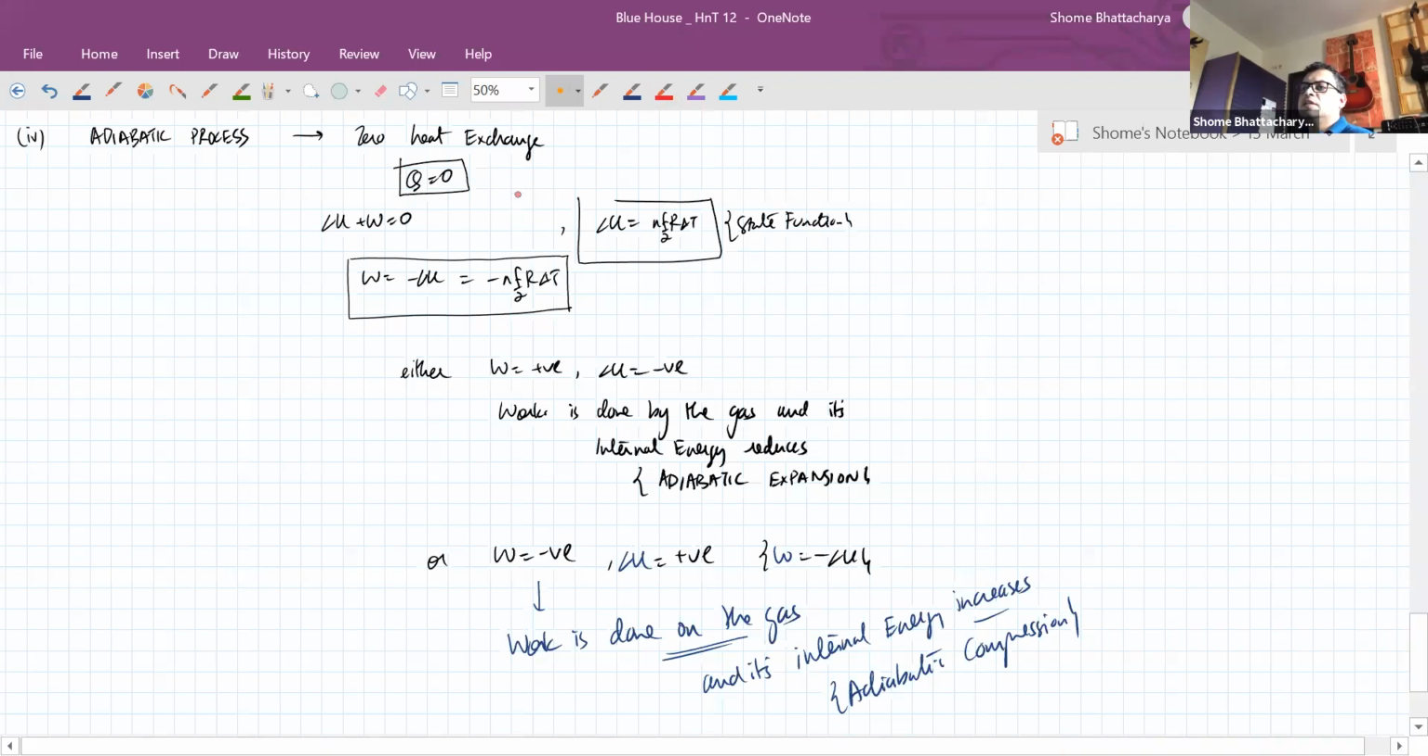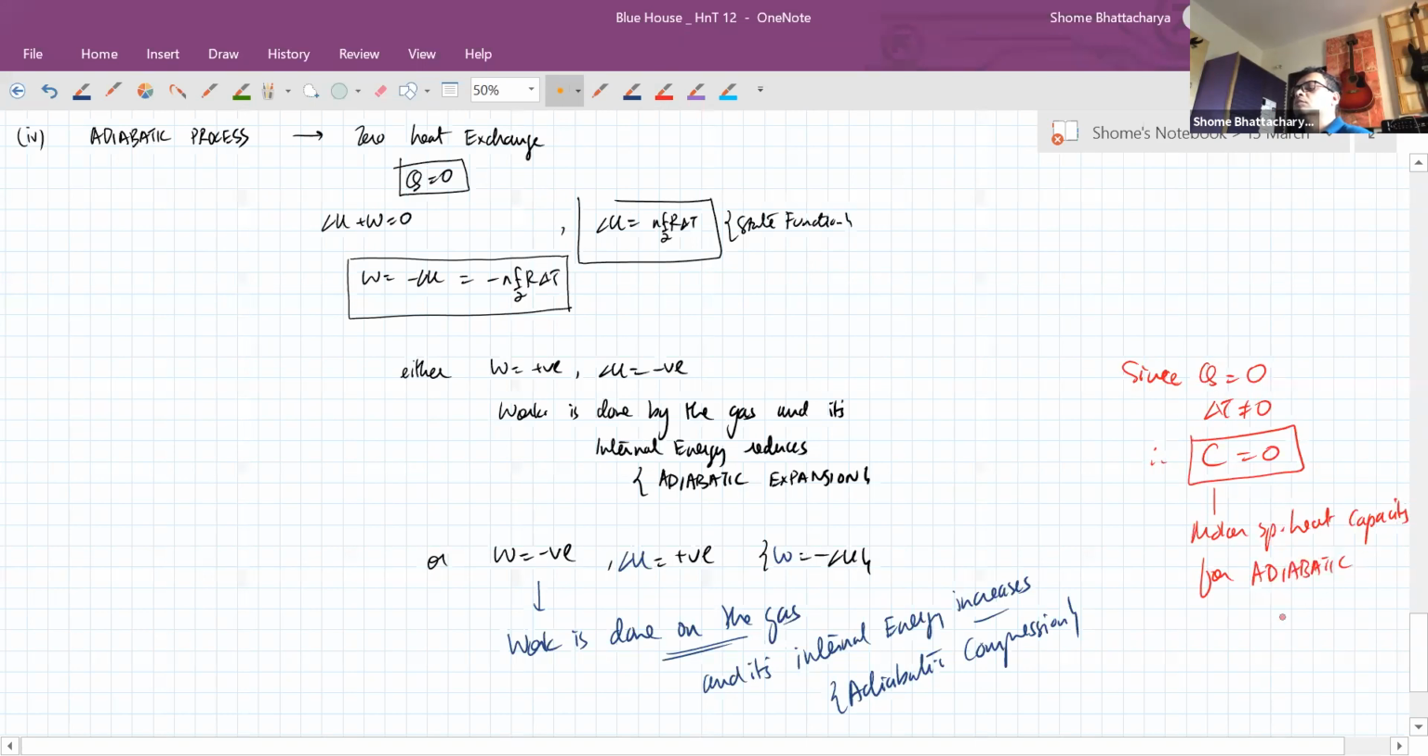Now one more point we should understand over here, that since Q is 0, okay, but delta T is non-zero, the temperature is changing. Therefore, molar specific heat capacity is 0. Okay. Molar specific heat capacity for adiabatic process, that is equal to 0. So C is simply defined as Q upon n delta T, number of moles into delta T. So here what is happening, Q is 0, but delta T is non-zero. So that means C must be 0.